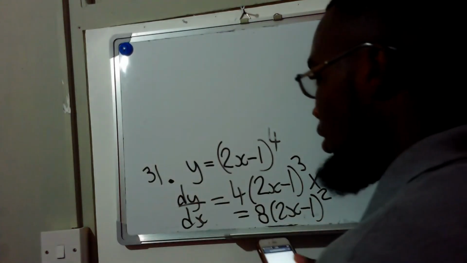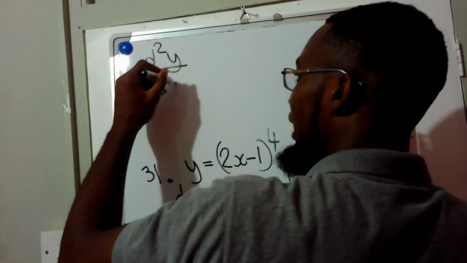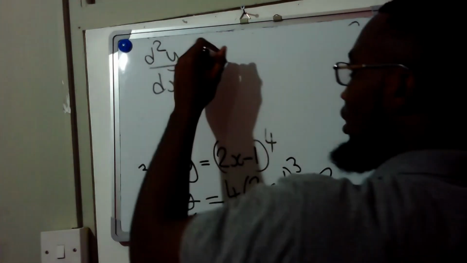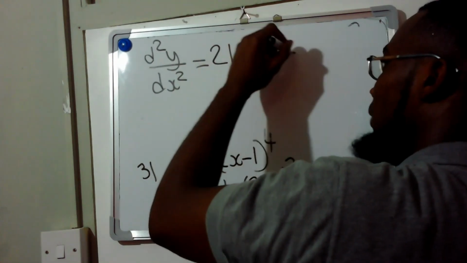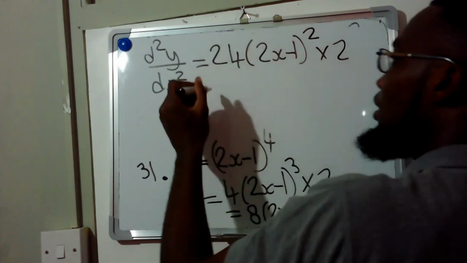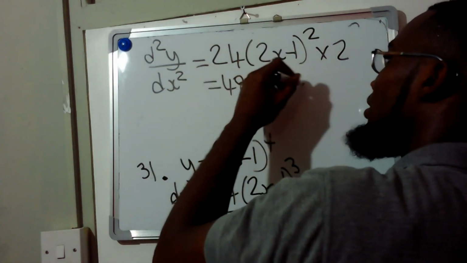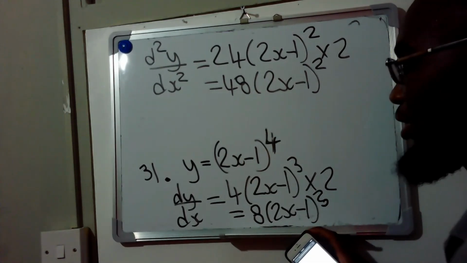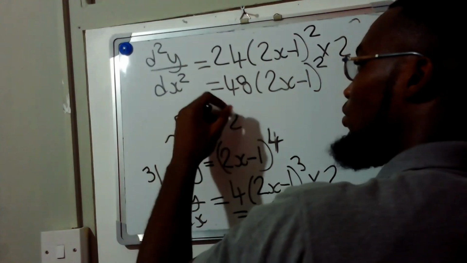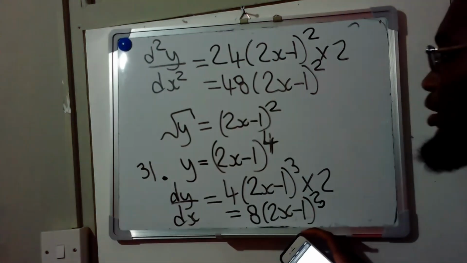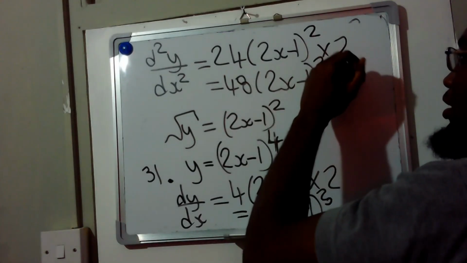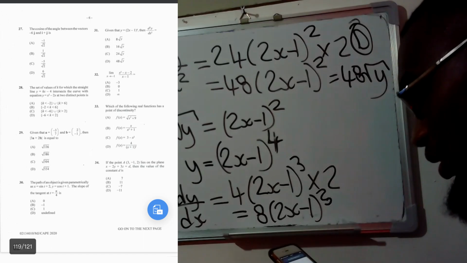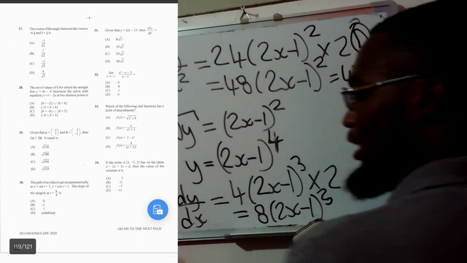From this we can see that d2y by dx squared is going to be, carry down the power, this is a cube, sorry, that's 24. Subtract 1 from the power, (2x minus 1) squared times 2, that is 48 times (2x minus 1) squared. But guys, look at this. If this is y, then the square root of y would be 2x minus 1 squared. So d2y by dx squared is 48 times the root of y. That looks like option D. Number 31 is option D.